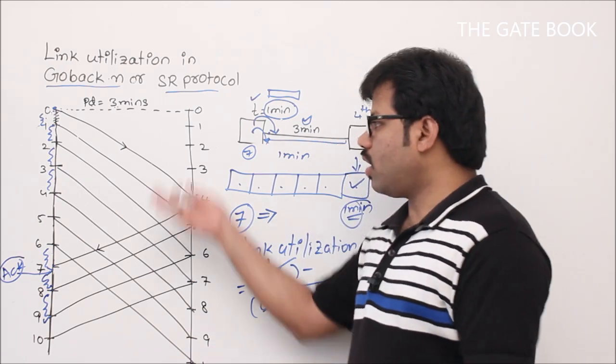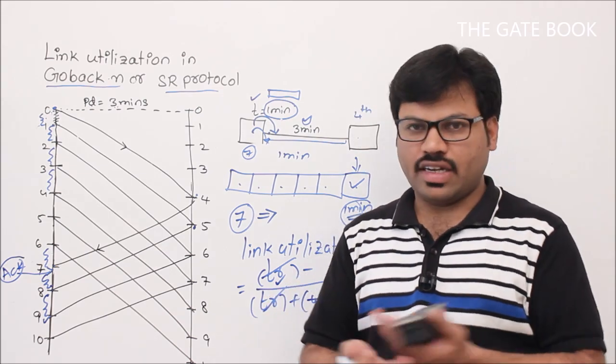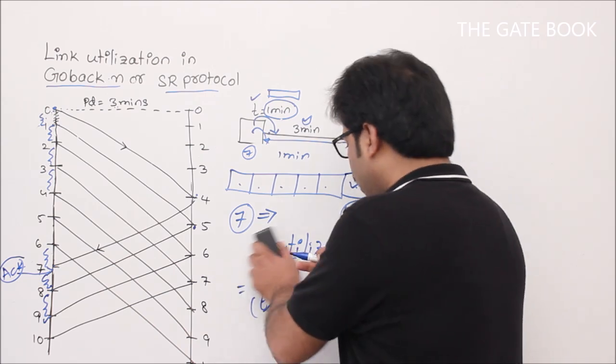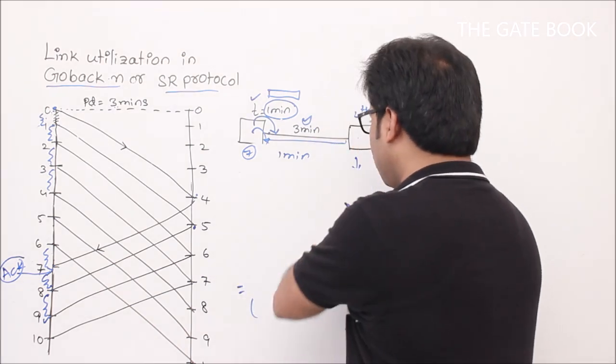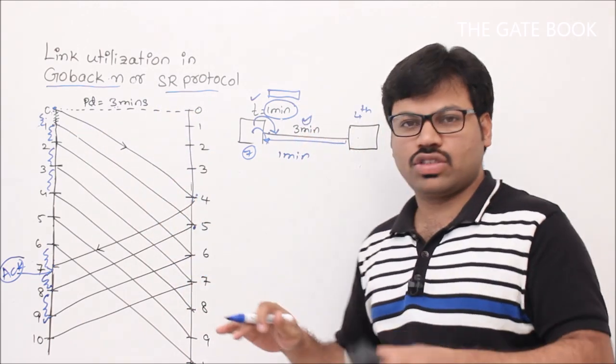Otherwise, even without the formula, it is directly visible. You are not waiting for anything. Always you are busy sending, so definitely link efficiency is 1. Remember it. But the only thing is, here there are some assumptions. What are they? There is no error in the line. If there is error, the story is different.